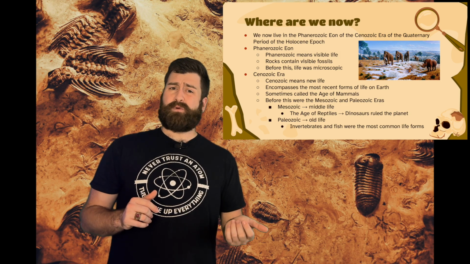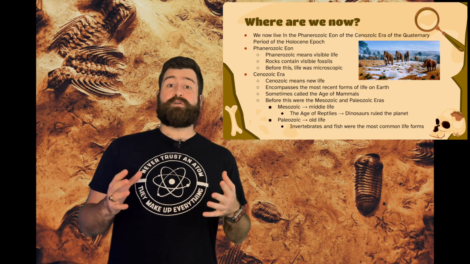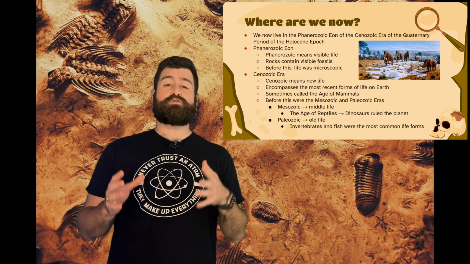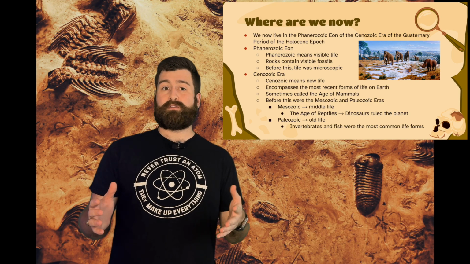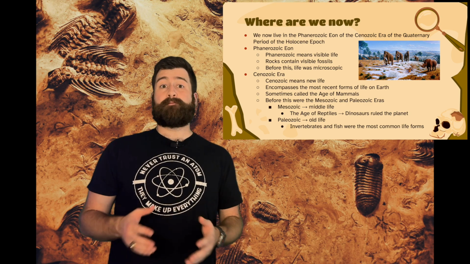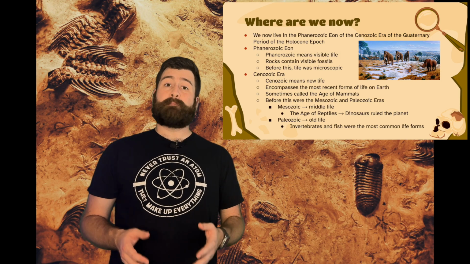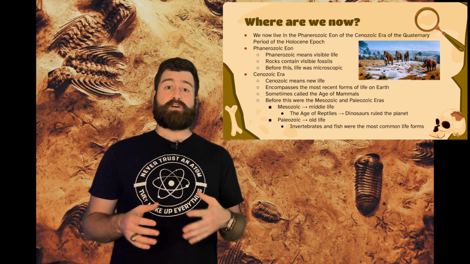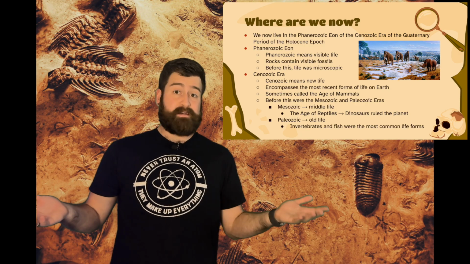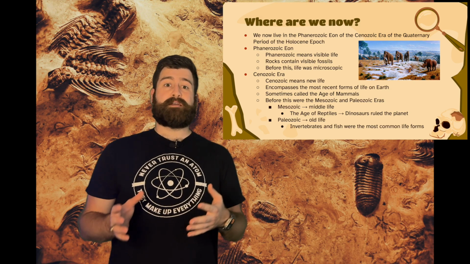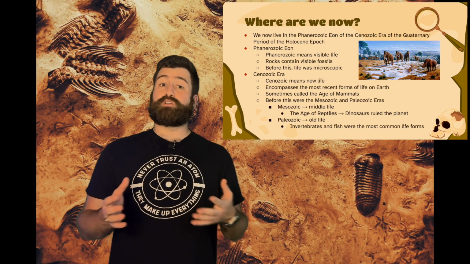So that's that, but what is the Cenozoic era? Cenozoic means new life. This time period encompasses the most recent forms of life on Earth. And it's sometimes also called the Age of Mammals. Before this era came the Mesozoic and Paleozoic eras. Mesozoic means middle life. It's also called the Age of Reptiles because dinosaurs ruled the planet. Paleozoic means old life. Invertebrates and fish were the most common life forms during this era.